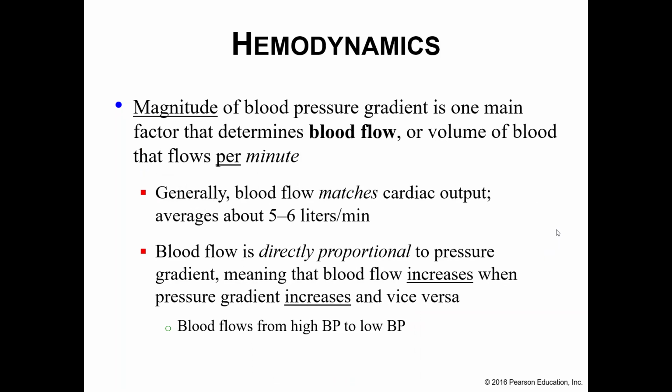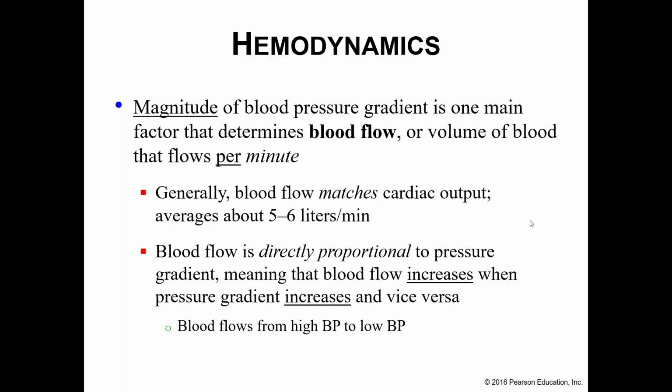Now, the magnitude of your blood pressure, or if you want to think about the numbers, the systolic, the diastolic numbers, the 120 over 80, that magnitude is one of the main determinants of the blood flow itself. And it also has to do with how much blood is flowing per minute, or the volume of blood. All of those correlate with one another. Generally, your blood flow matches your cardiac output.